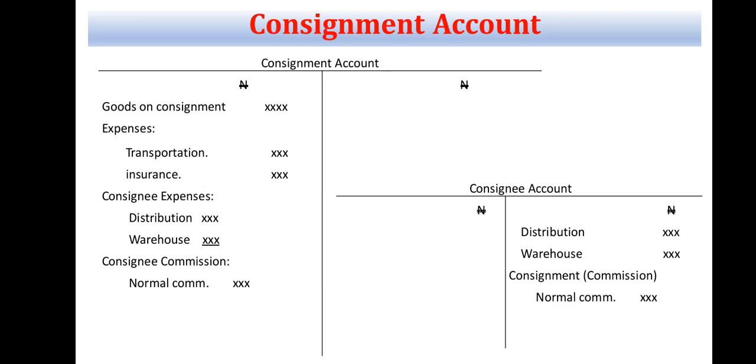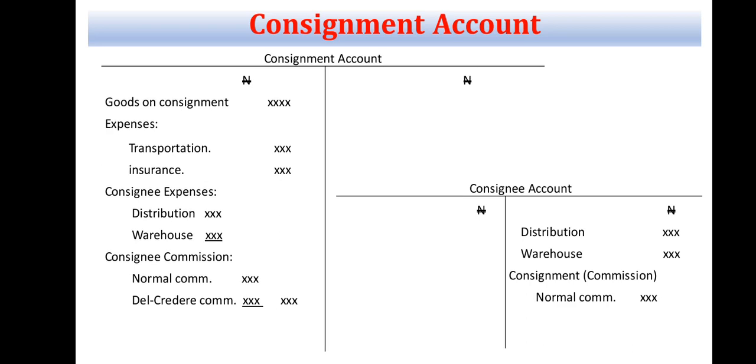Then the next one we have is Del-Credere Commission. We debit the consignment account with Del-Credere Commission. The corresponding credit entry goes to the consignor's account. If there is overriding commission, the same thing happens. We will debit the consignment account with overriding commission, while the corresponding credit entry goes to the consignor's account. But in this format, we are limiting it to the two.